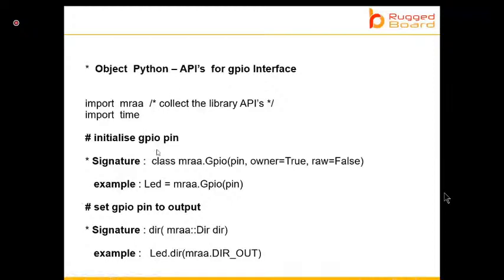The simplest to start with would be GPIO. Here you can see the MRA.GPIO class, where you pass the pin, and then you define the owner and whether it is a raw GPIO or not. These are optional, so you can pass only the pin number. On this pin number, there should be a small clarification: there are 3 levels of pin numbers. There is the SOC pin number, where you say port 0 pin 1, port 2 pin 1.